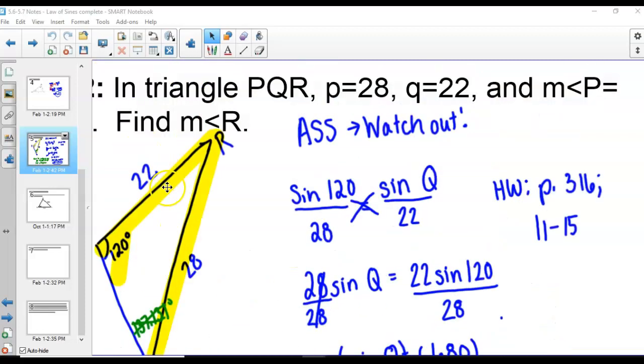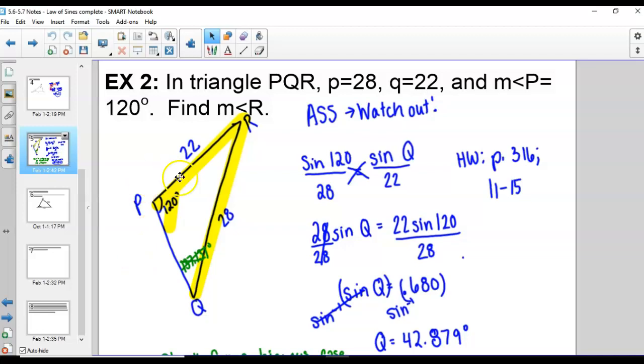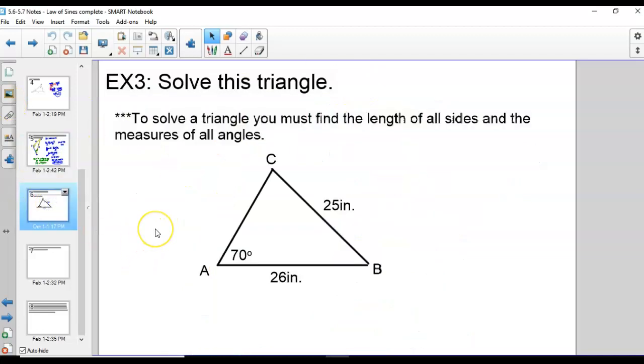Second example. Let's see, let's change this back to... Okay, we finished up that second example yesterday. So we're going to go to the next example, number 3. For this example, we have to solve a triangle. We must find all sides and measures of the angle.